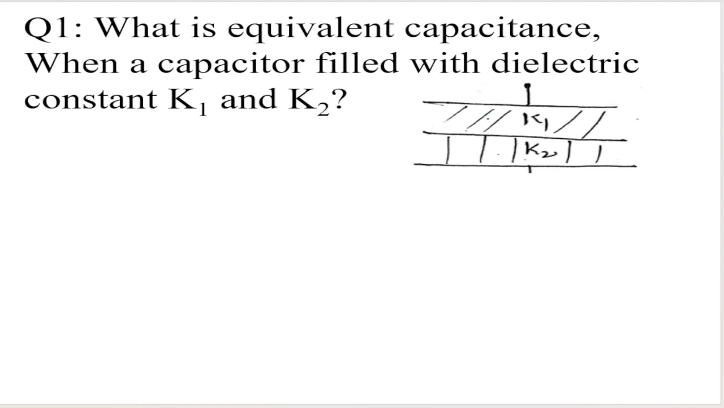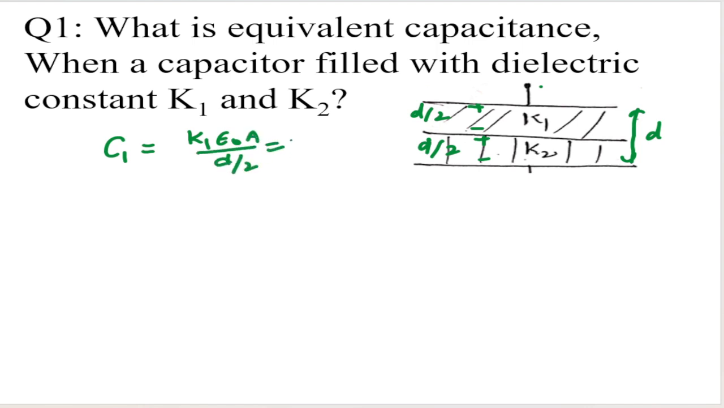When a capacitor of separation D is filled with dielectric constants K1 and K2, each for half the distance, D by 2, and the total distance is D. Now the distance is divided, and if this plate is given a positive charge, then this side is negative, this side positive, this side negative. It means these two capacitors are in series, and the value of C1 equals K1 epsilon naught A upon D by 2.